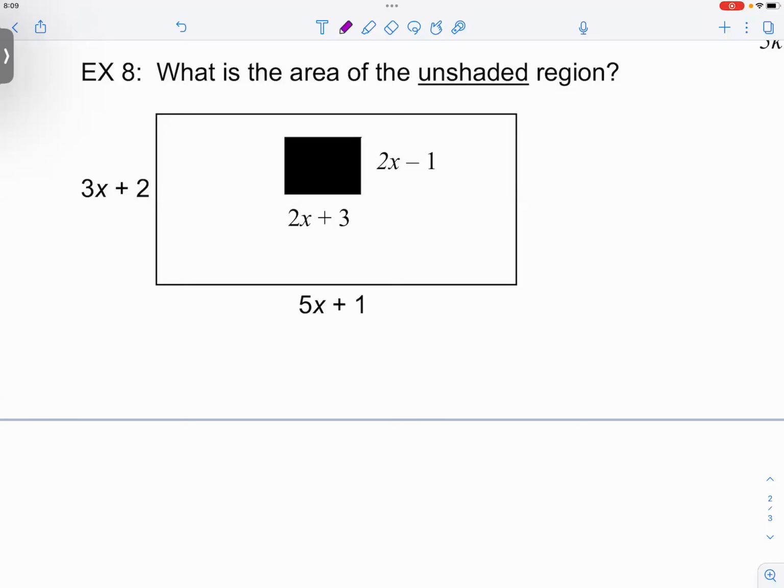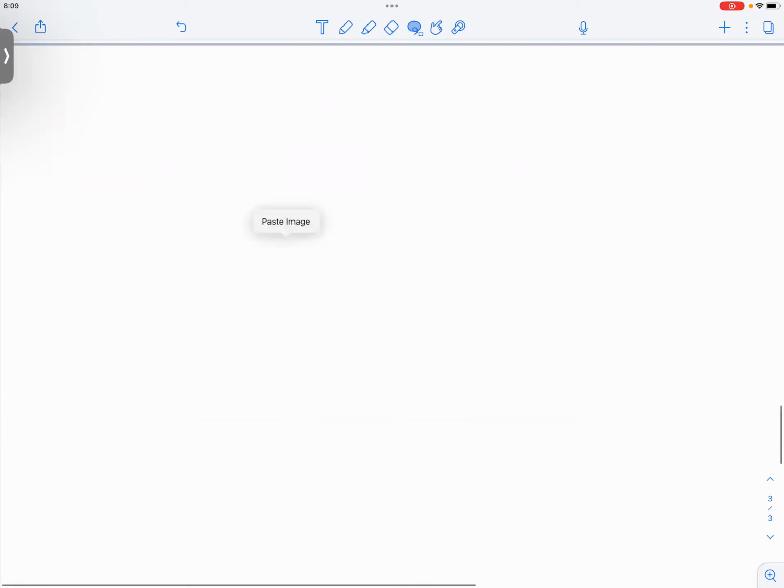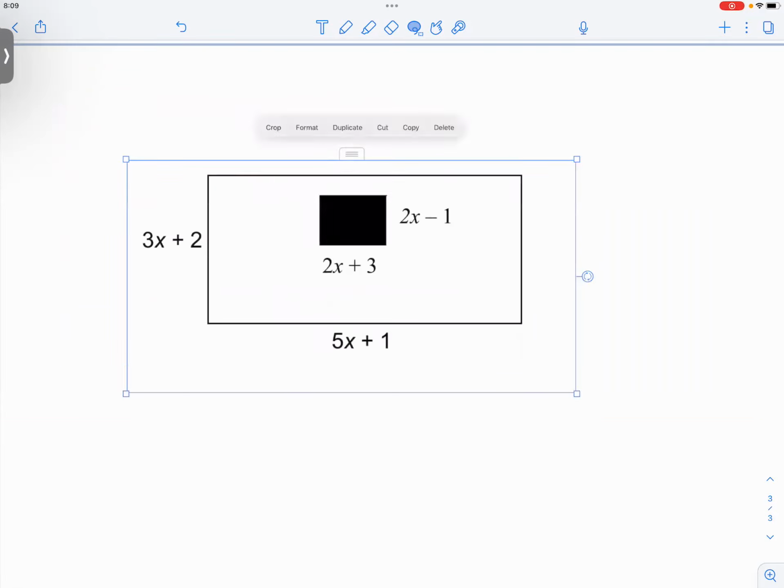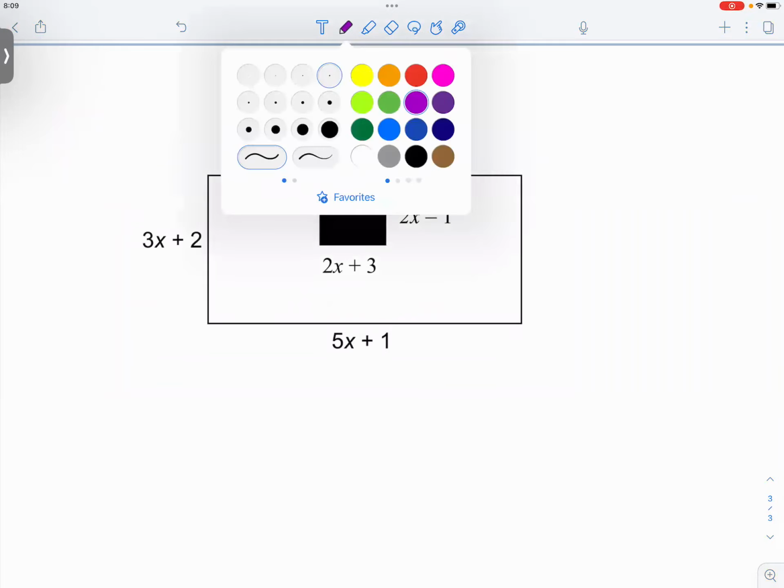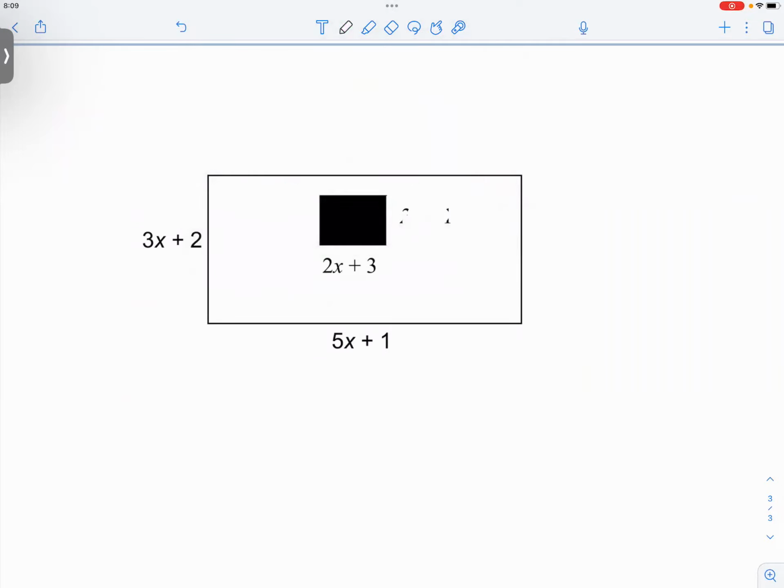Okay, so what's the area of the unshaded region? Now, let me ask you something, all right? For people who are a little bit challenged by this particular problem, let me go ahead and copy this diagram, and let's put it here, and let me rewrite this.